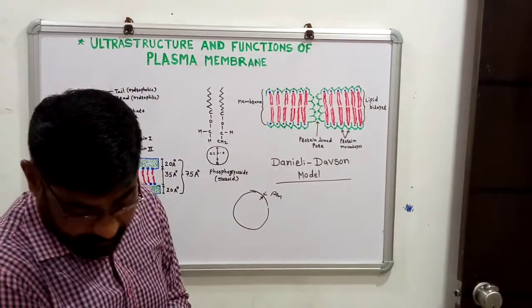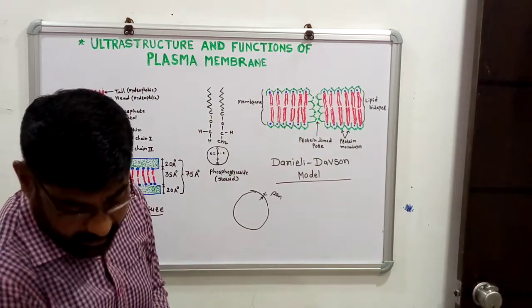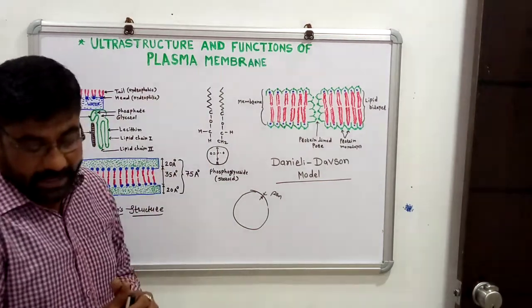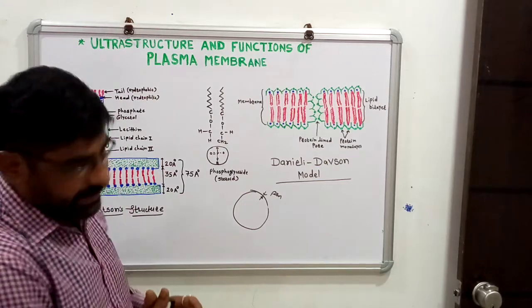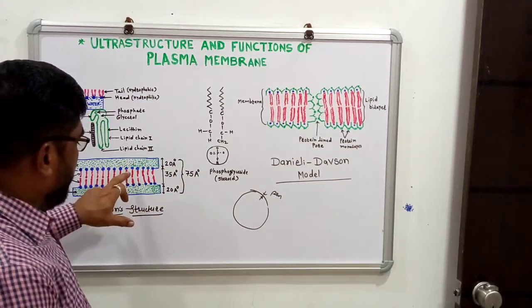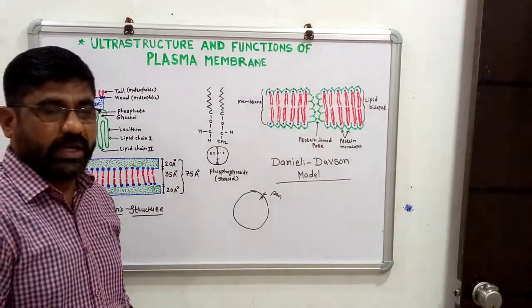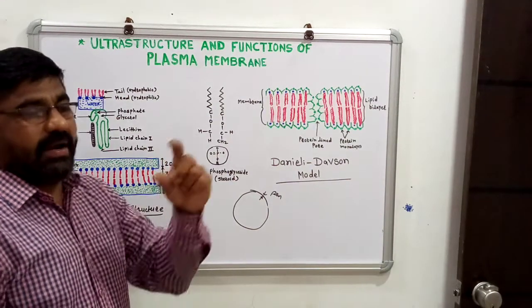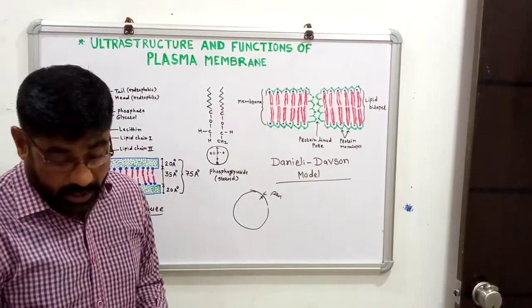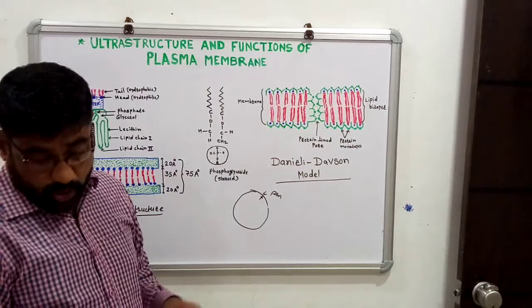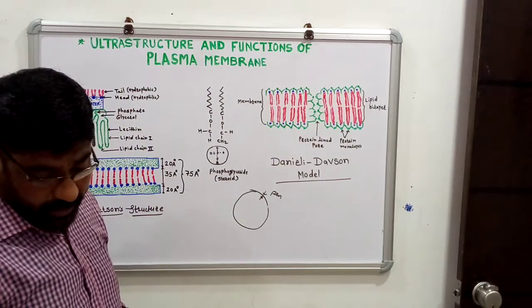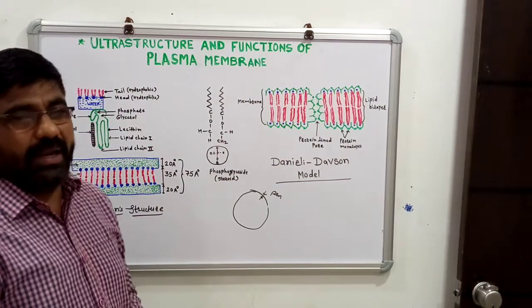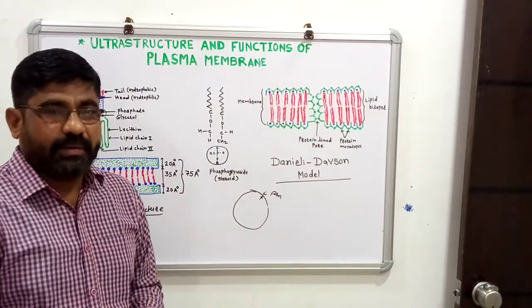Then after that, in 1959, Robertson found the appearance of the trilaminar structure, that is protein, lipid bilayer and protein. So Robertson first proposed the actual trilaminar structure of the plasma membrane. This unit membrane is present in the plasma membrane as well as the endoplasmic reticulum, ribosomes, mitochondria, all the cell organelles, which are covered by the membrane or are also membranous.